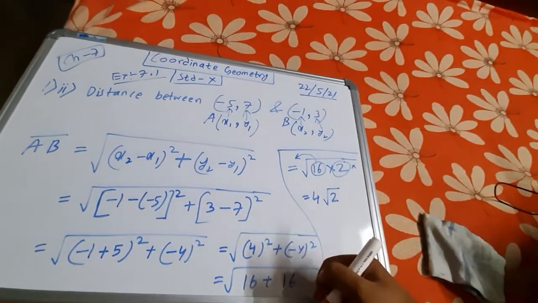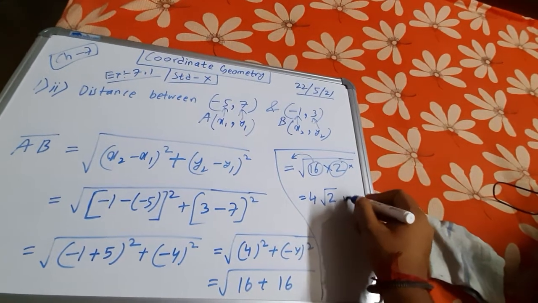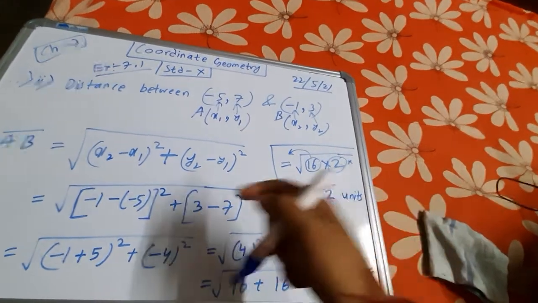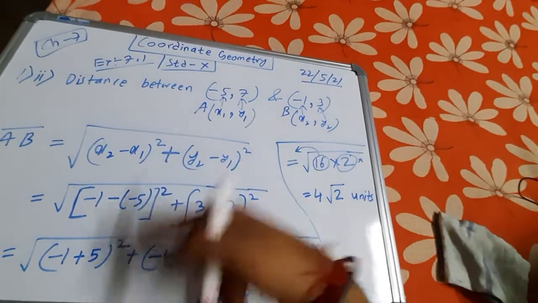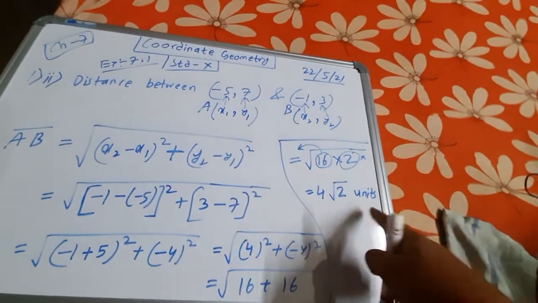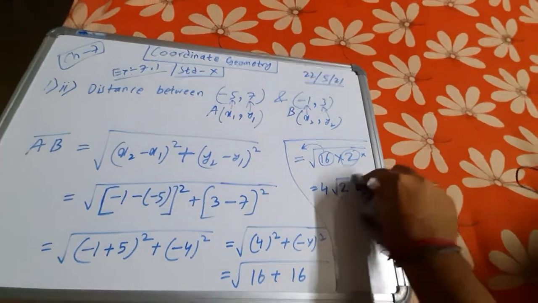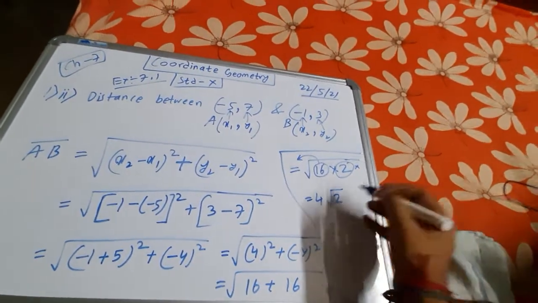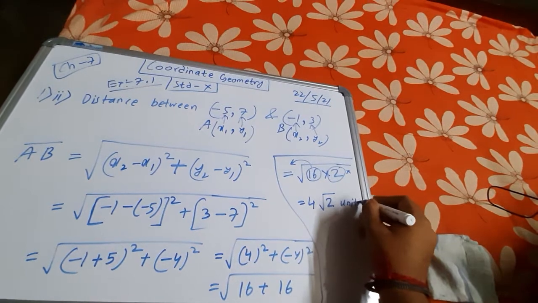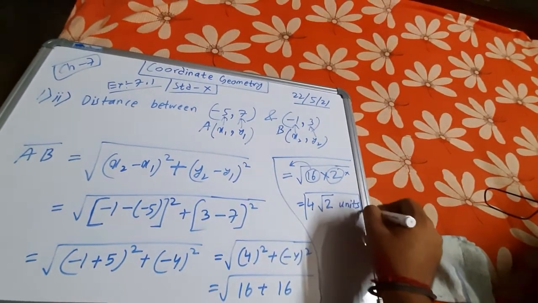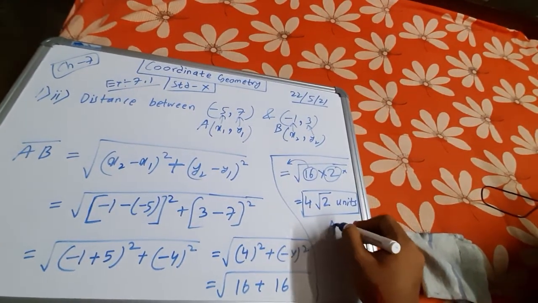And what will be the unit? The unit will be just simple units. Okay, because we don't know whether it is centimeter, meter, kilometer, hectometer, decameter, nothing we know. Just we need to write units. If you don't write this, marks will be deducted. At least half a mark will be deducted for not writing these units. Okay, so it will be units. Don't forget to write that. Okay, so this is our answer.